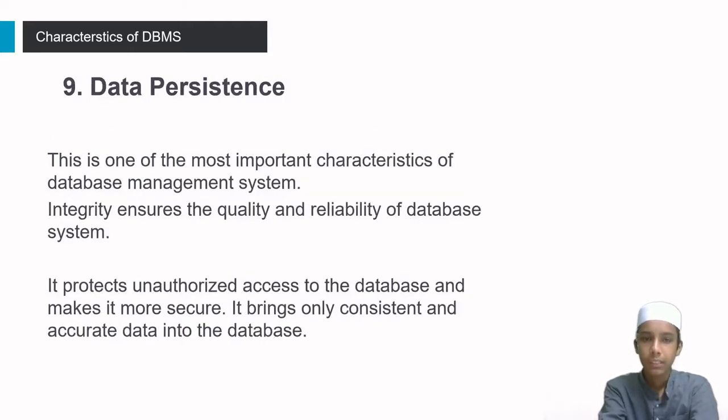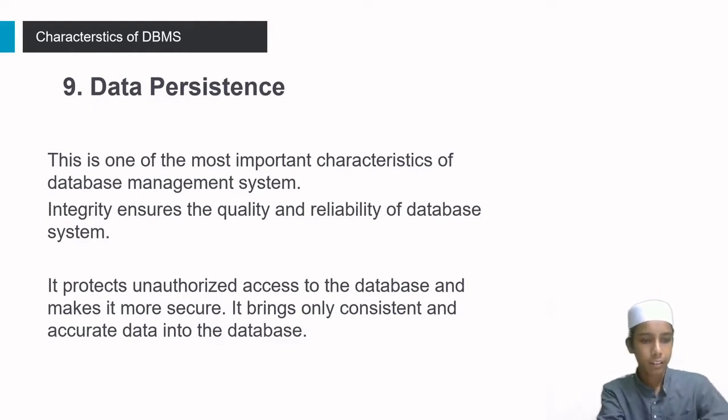And the ninth one is integrity. This is one of the most important characteristics of a database management system, DBMS. Integrity ensures the quality and the reliability of the database system. It protects against unauthorized access to the database and makes it more secure. It brings only consistent and accurate data into the database. So this is one of the most important characteristics of DBMS.